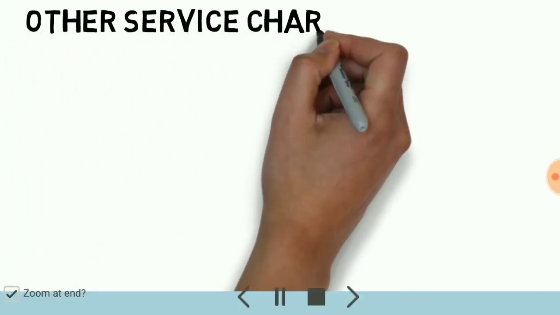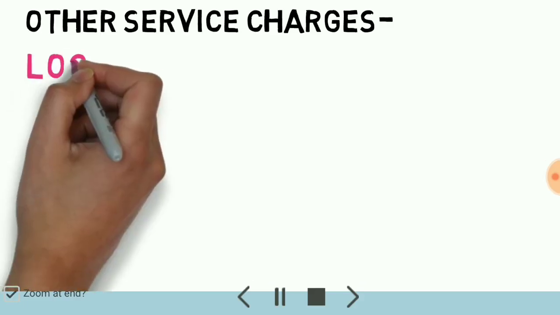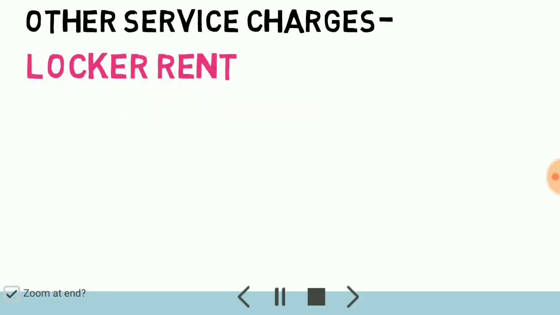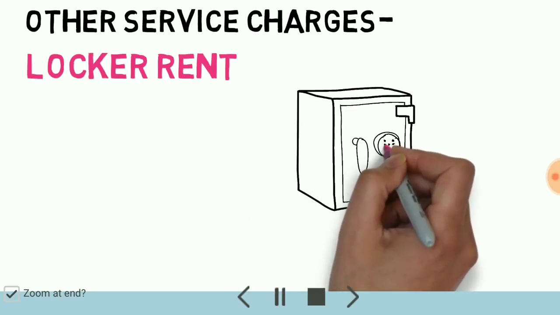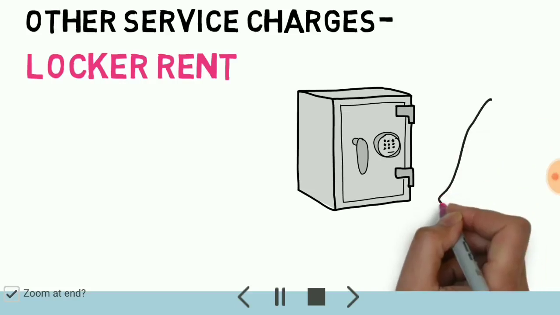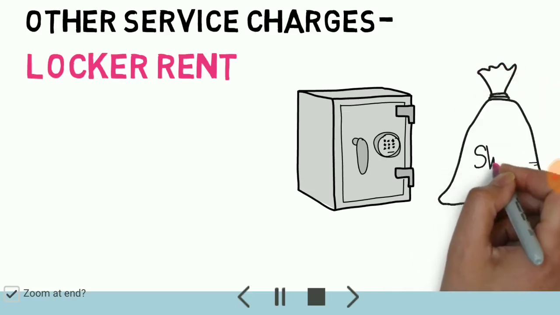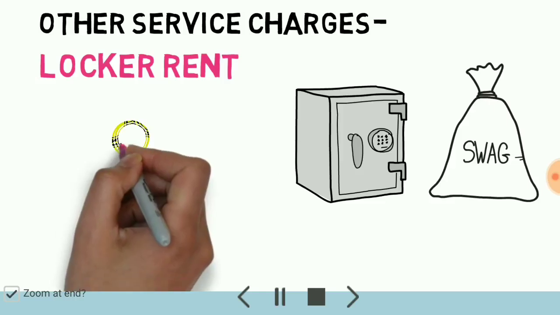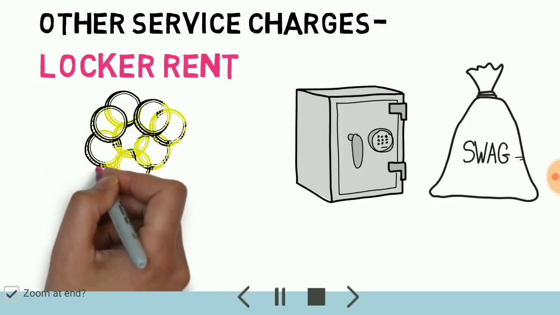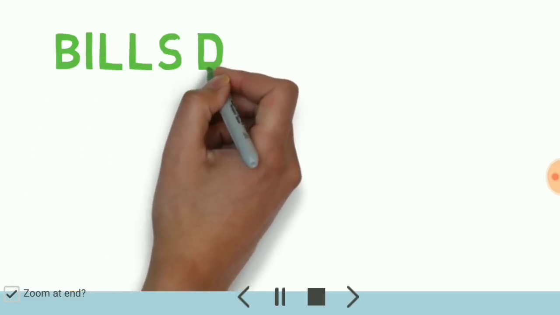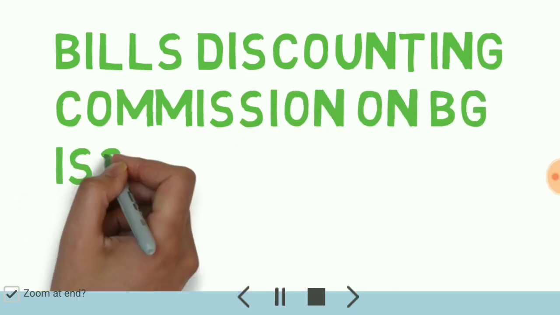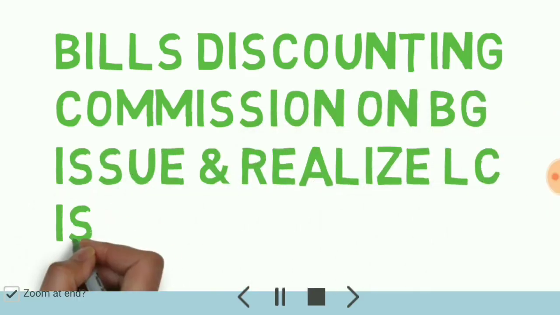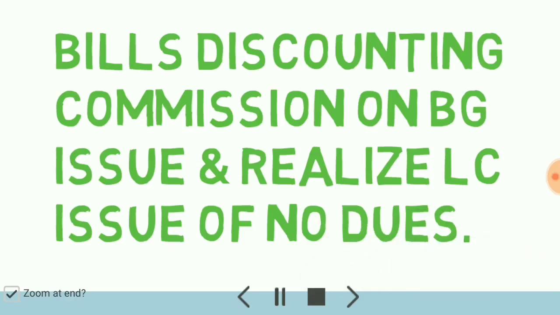Let us discuss another category which is other service charges. First, locker rent. Keeping your valuable items at home is riskier. So many banks have locker facilities where you can put your valuable items and take advantage of bank security in consideration of a certain amount, which is called locker rent. Let us discuss some other charges for other services of the bank, like bill discounting charges, commission on bank guarantees, commission on issue and realization of letters of credit, and issue of no dues certificates.